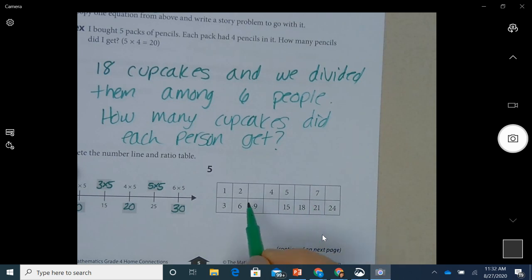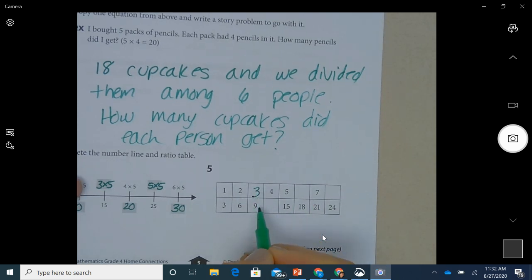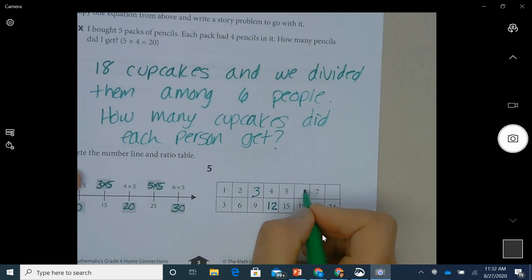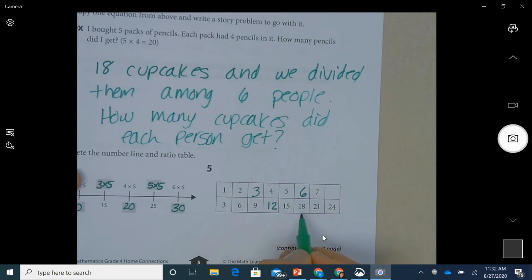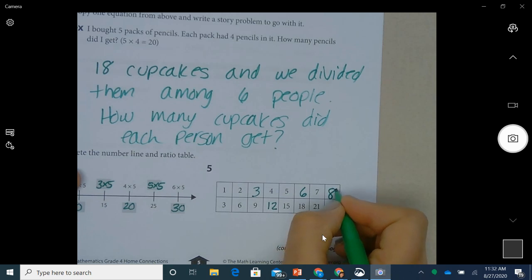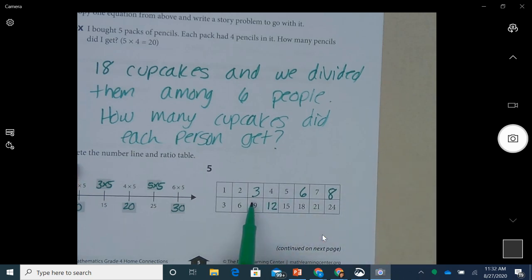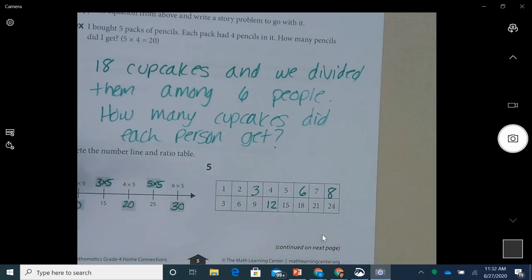So if I'm looking at the ratio table, I have 1, 2, 3. So 3 times 3 is 9. 3 times 4 is 12. 3 times 5 is 15. Then I know my next number is going to be 6 in my ratio table. 3 times 6 is 18. 7. 3 times 8 is 24. So you should have had 3, 12, 6, and 8.